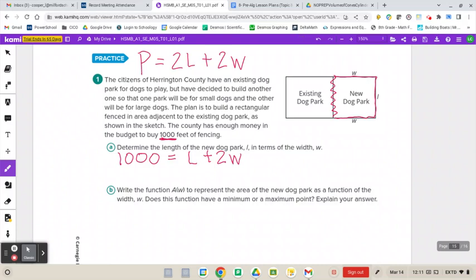First thing you need to know is if somebody's talking about fencing, they want to do the perimeter. If they did the area, they'd be filling the park with fencing. We don't want to do that. We're only using 1 L here. It says to determine the length. So if I have this set up, how would I find the length? What would I do? Minus 2W. Nice.